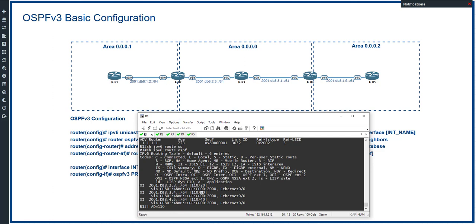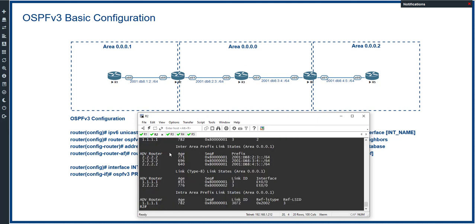As you can see, 10 plus 10 plus 10. And this is the next hop, the ETH0/0 of router 2 link-local address. And then finally, for 2001:DB8:45::/64, for this network we are using, for example, ETH0/0 again, and the metric is 40. 10 plus 10 plus 10 plus 10 equals 40. So easy. All of them are inter-area routes.